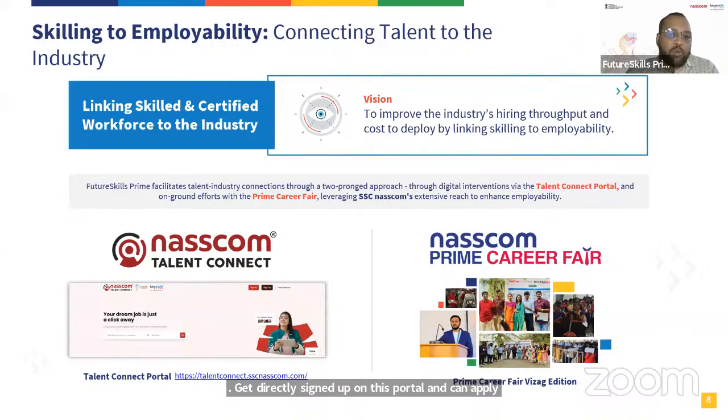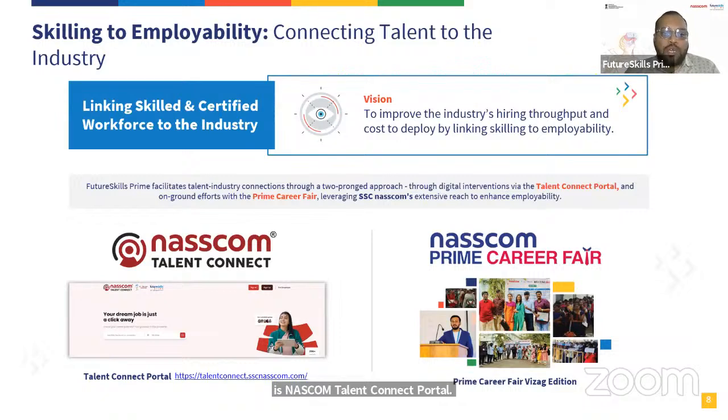Now, this is not a generic portal just like you would have heard of Naukri.com or Indeed.com. This portal is not general like those platforms where everyone can get in. This is specific to people who have taken courses on Future Skills Prime and have got SSC NASSCOM certified as well. So the main objective is to cut short the number of people to those who are really interested to take the certifications and who are really interested to apply for jobs. Be it specific to the industry, we have got all sorts of jobs available on this. Even internship opportunities are also available on this platform, which is the NASSCOM Talent Connect portal.